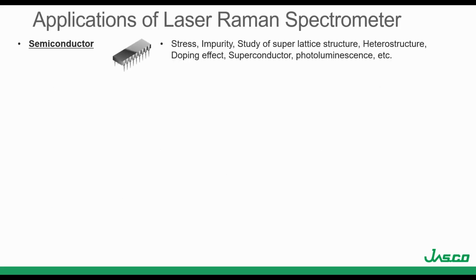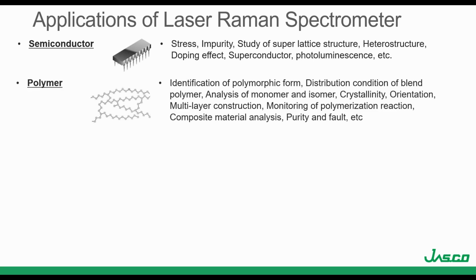Some of the applications for the Raman spectrometer, one is the semiconductor. We can measure stress and impurities in a semiconductor, which is really important. Semiconductor devices should be stress-free, and they shouldn't have any impurity that reduces the conductivity in the device.